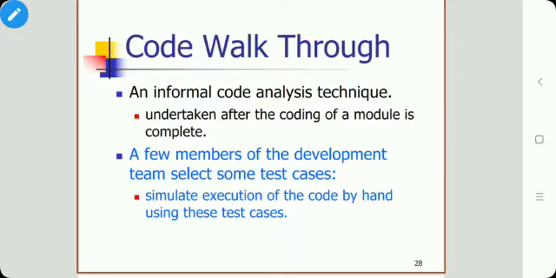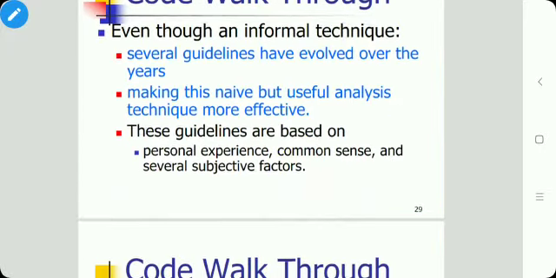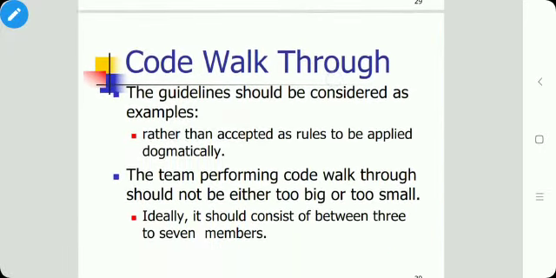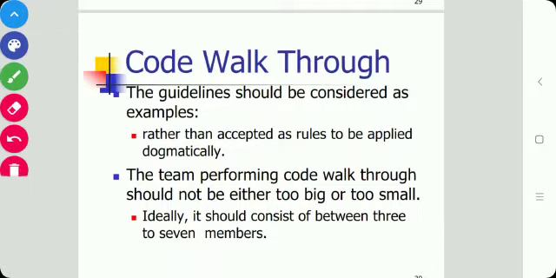Even though the code walkthrough is an informal analysis technique, several guidelines have been developed over the years. The guidelines are: the team performing the code walkthrough should not be either too big or too small. Ideally, it should consist of 3 to 7 members.